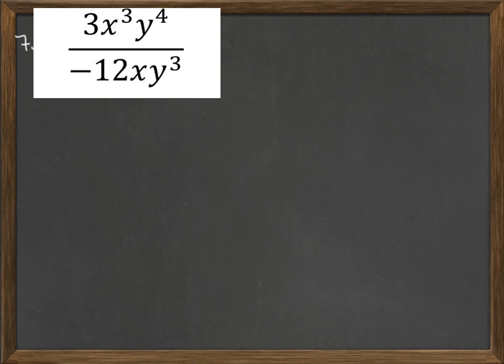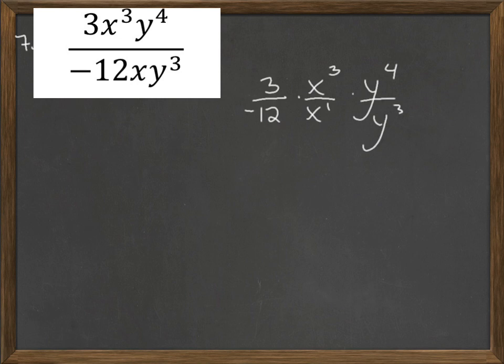Okay, so now we have 3x to the third power y to the fourth power divided by negative 12x y to the third power. So again, we can rewrite it like a bunch of mini problems all together in a single problem. So we have 3 divided by negative 12. We have x to the third divided by x, or x to the first power. Then we have y to the fourth power divided by y to the third power.